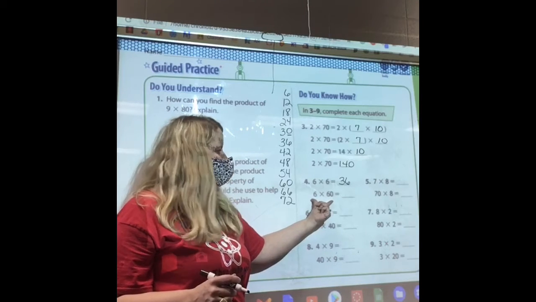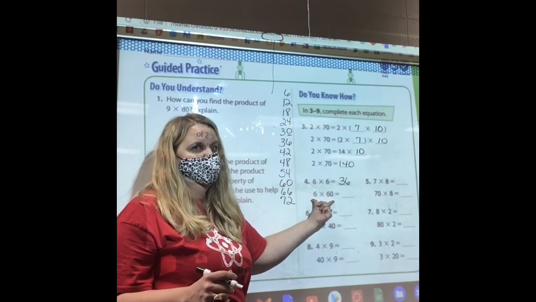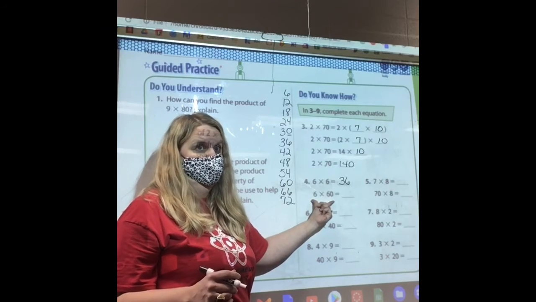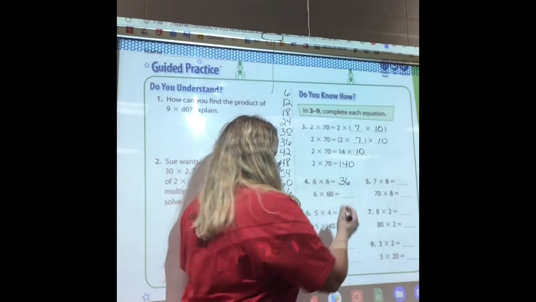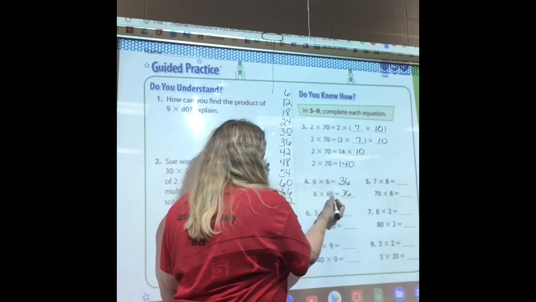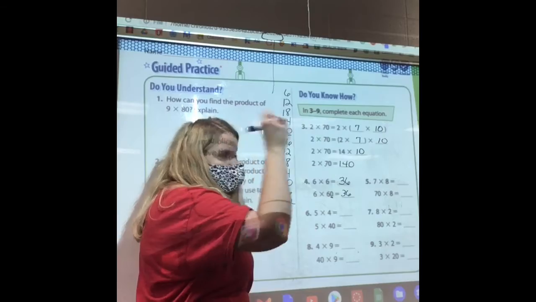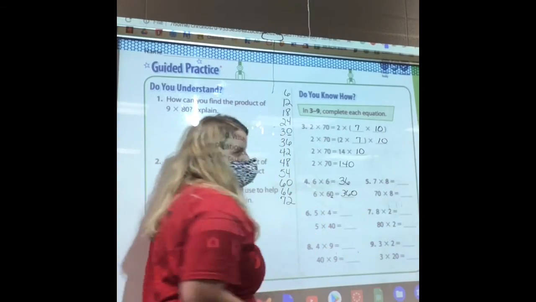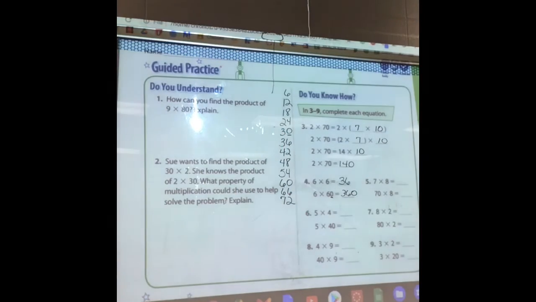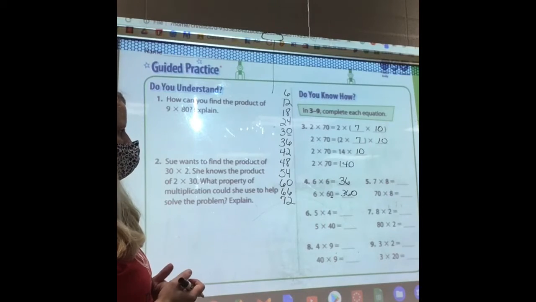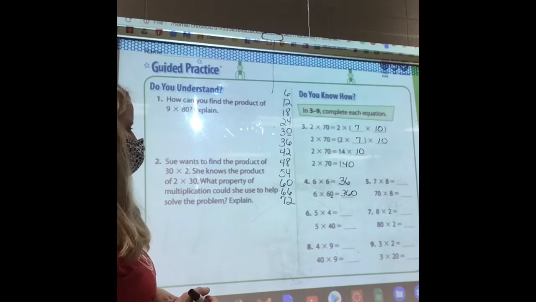Basic. 6 times 6 is 36. But then we have a multiple of 10. You don't add a zero, you put a zero on the end. Don't add, because then it's just 36, right? Put it at the end.